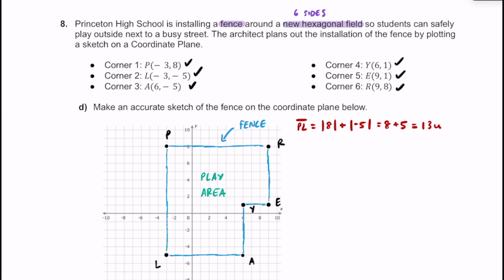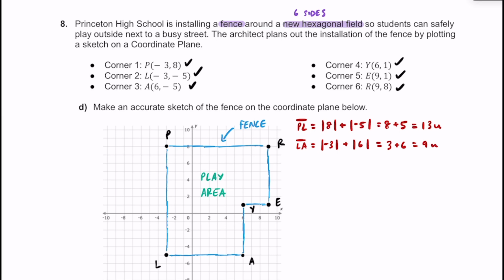All right, so what about from L to A? From L to A, they're also in different quadrants. We're at -3 and we're going to 6. So this is from L to A. Let's go from -3 to +6. They're different quadrants, so make sure we add their absolute values. So it's going to be 3 plus 6. That's a total of 9 units apart.